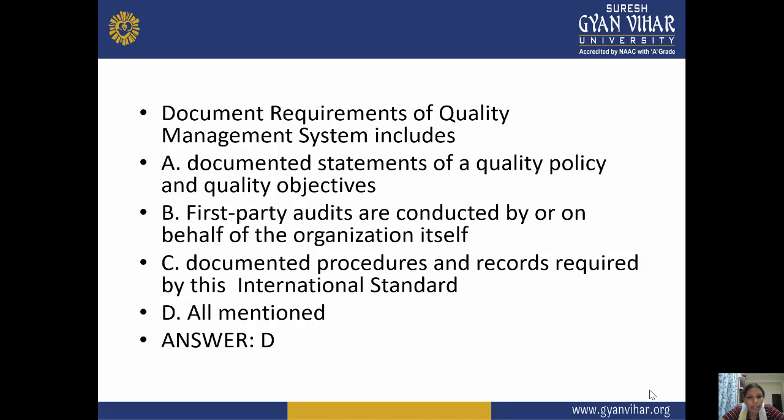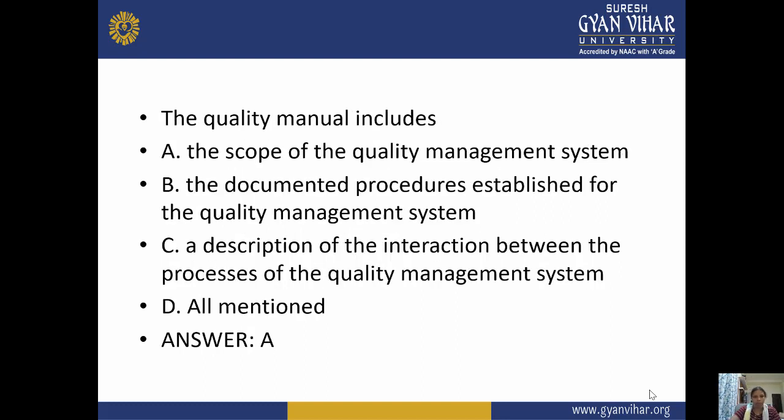Documentation requirements of the quality management system include documented statements of quality policy and quality objectives; first party audits are conducted by or on behalf of the organization itself; documented procedures and records required by this international standard. All are mentioned, so the answer is D. It covers the documented statement of the quality policy and quality objectives, first party audits conducted by or on behalf of the organization itself, and documented procedures and records required by this international standard, all of them.